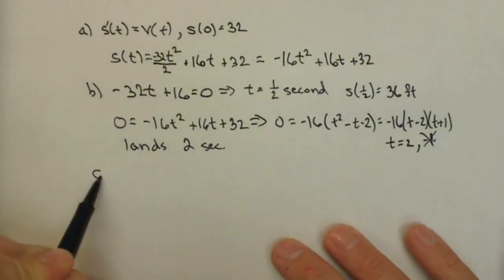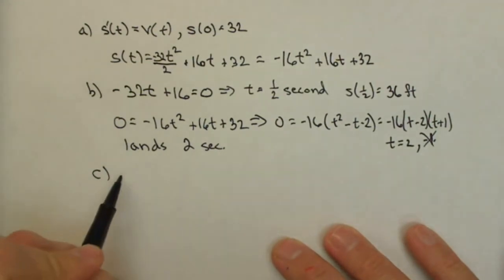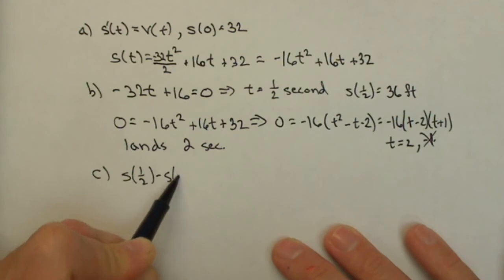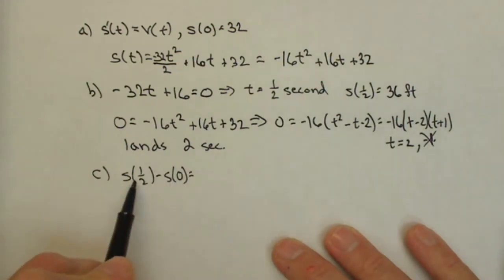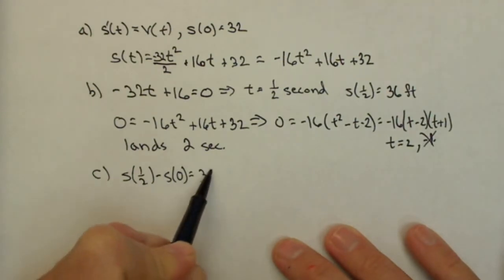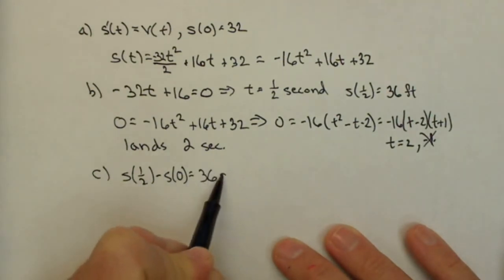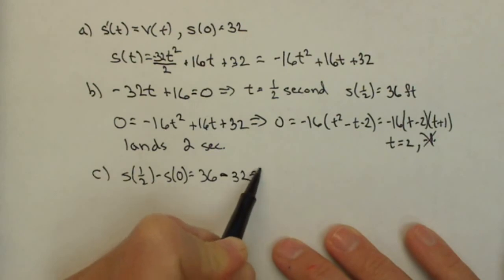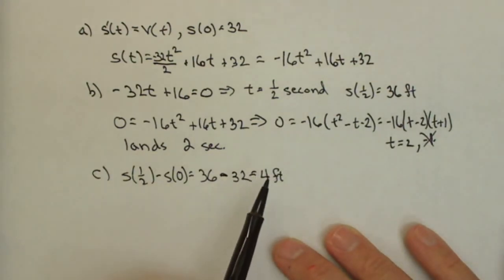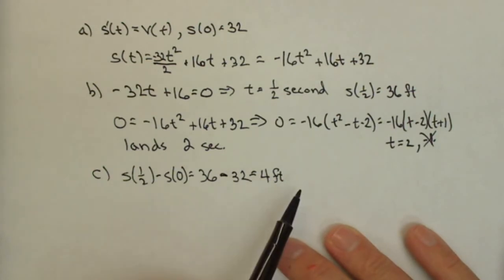Now part C asks us to look at a couple differences. For instance, s of 1/2 minus s of 0. s of 1/2 is the height at 1/2 second. So that's 36, and s of 0 is the height at 0 seconds, 32, which comes out to be 4 feet, which means from the time it was thrown, the water balloon traveled 4 feet upwards before it started coming back down.